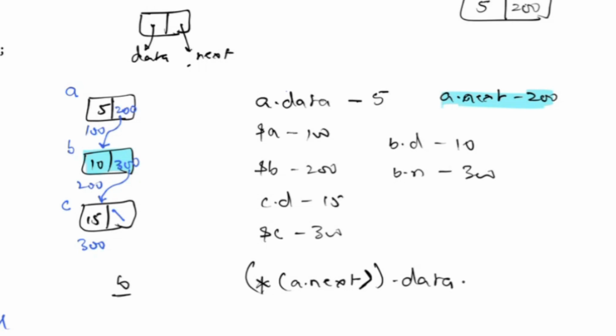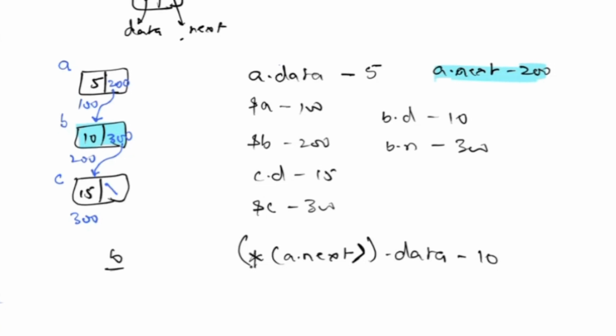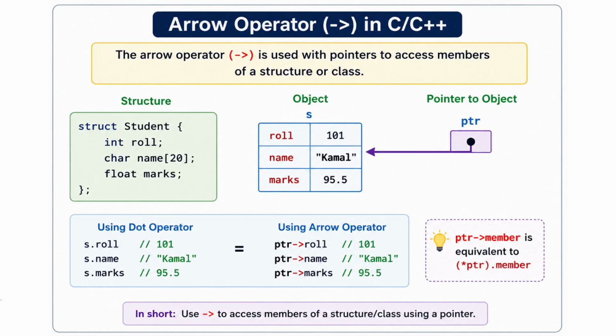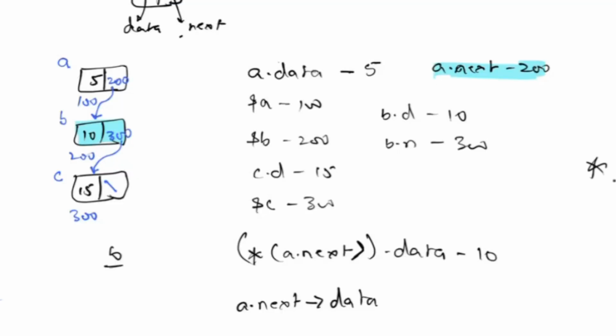But if I say value at A dot next dot data, then what will get printed? Then we get 10, sir. Perfect. So there is a shortcut for this, and we can say a dot next arrow data. The arrow is a shortcut for saying star, the value at, and then dot.